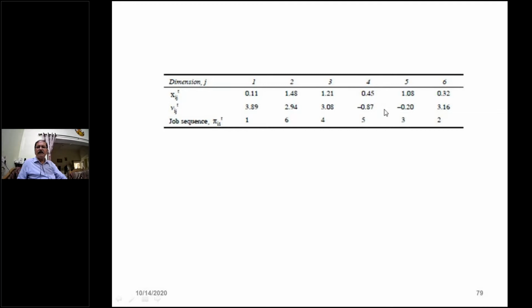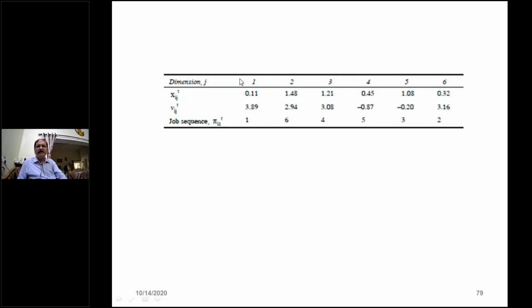Then the next minimum is 0.32, so 6 comes next. Then the next minimum is 0.45, so 4 comes next. Then 1.08, so 5 comes next.